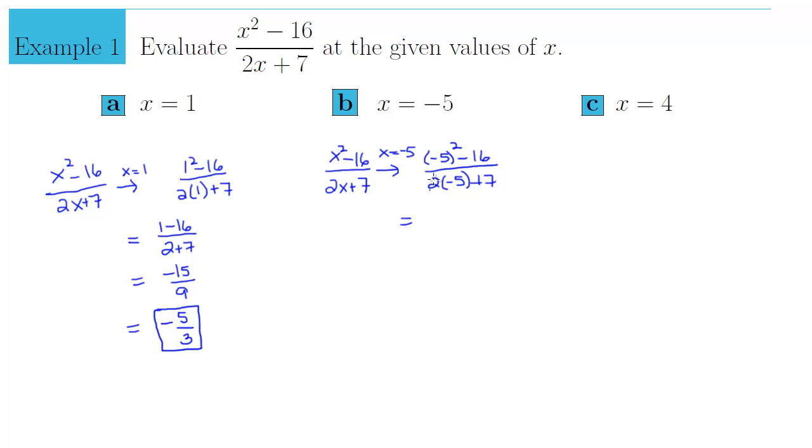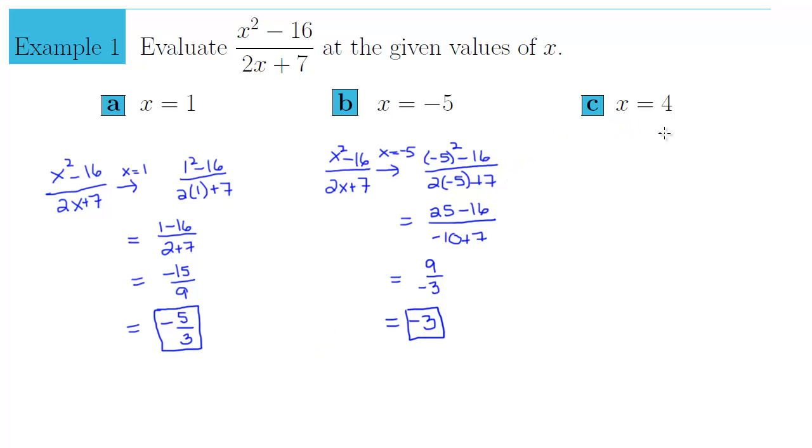This gives us on the top, negative 5 all squared is negative 5 times negative 5, which notice is positive 25. So in the numerator, we have 25 minus 16. And in the denominator, we have negative 10, 2 times negative 5, plus 7. Continuing to simplify, this gives us in the numerator 9, and in the denominator negative 3, and we can simplify that down because 9 divided by negative 3 is simply negative 3. So we say that our rational expression at x equals negative 5 is equivalent to negative 3. Awesome. Let's do the last example.